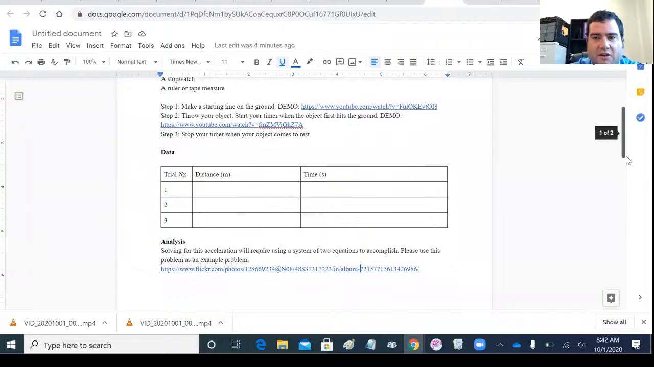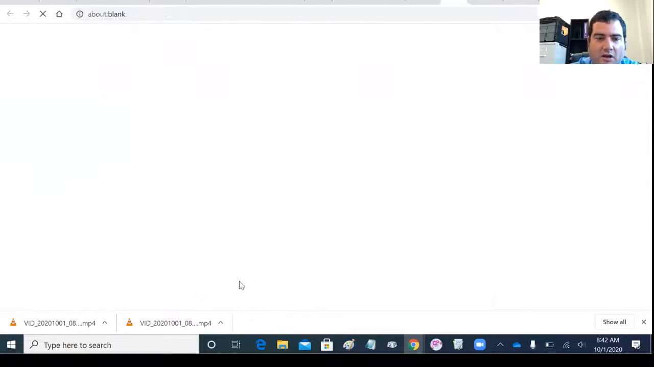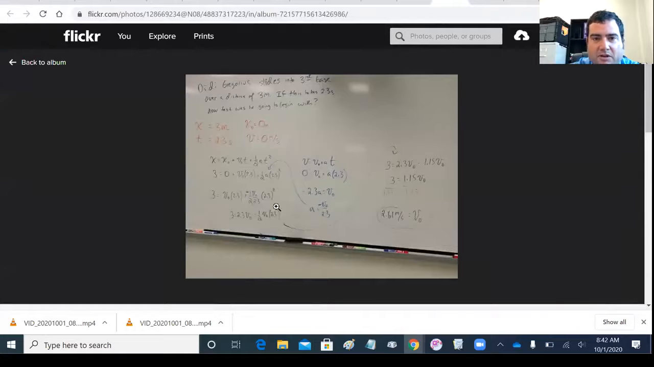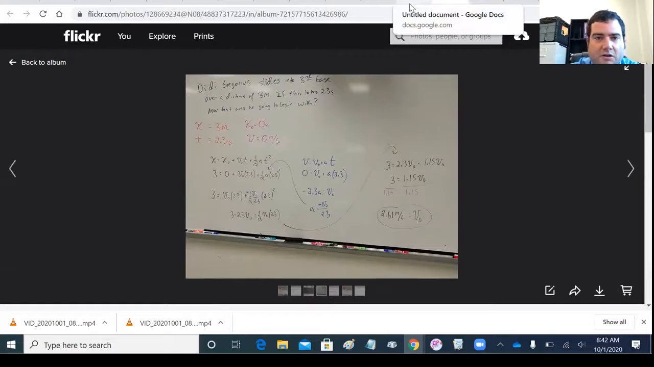To calculate acceleration with distance and time, you'll need to solve a system of 2 equations, and I've given you an example problem here you can use in order to accomplish that. Basically, I used these 2 equations to get an acceleration. Actually, in this case, I got an initial velocity, but instead of solving for acceleration here, you would have solved for VO and plugged that in, which would get you acceleration.